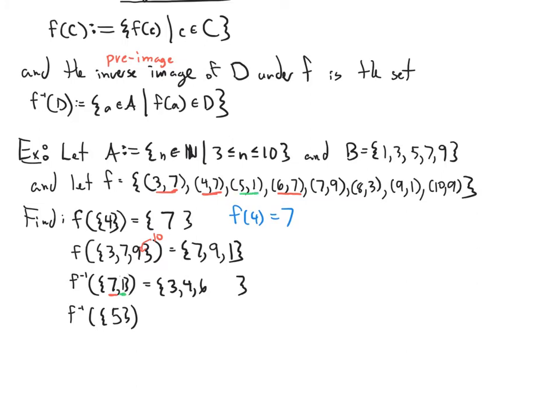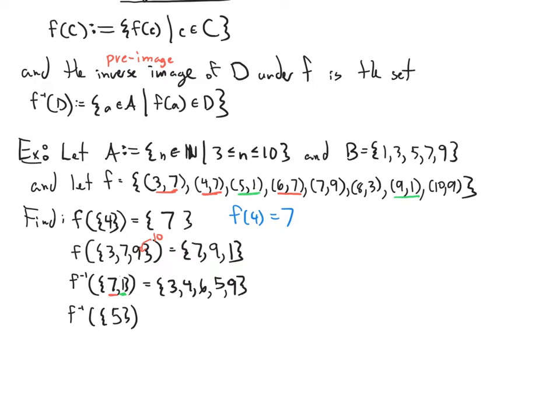So f of 5 is 1, so I'm going to put 5 in this set. And f of 9 is 1, so I'm going to put 9 in this set as well. And that is the pre-image of this set, 7, 1. 7, 1 is, of course, a subset of our codomain B. And here is its pre-image, 3, 4, 5, 6, 9.